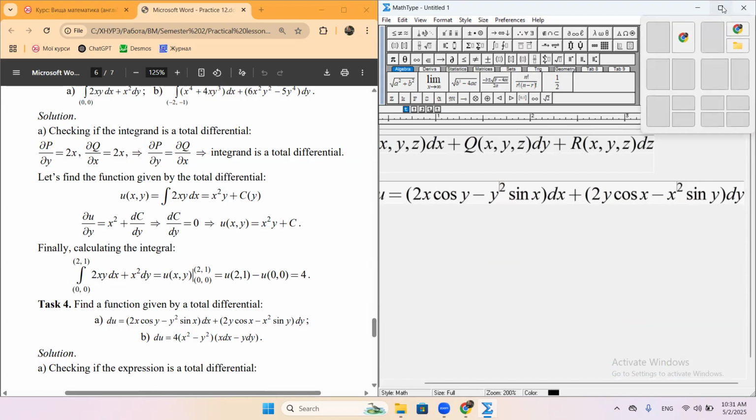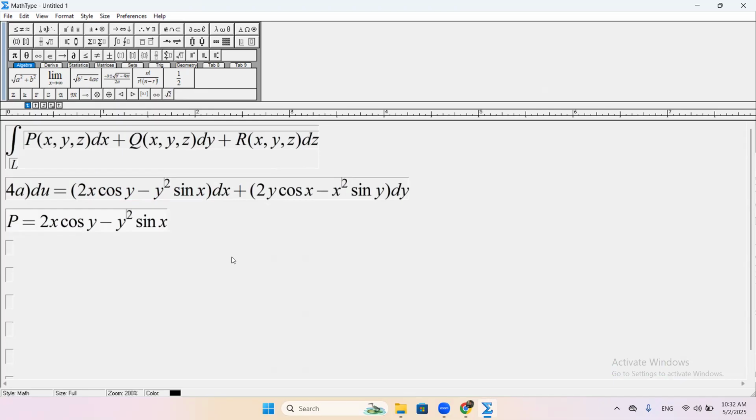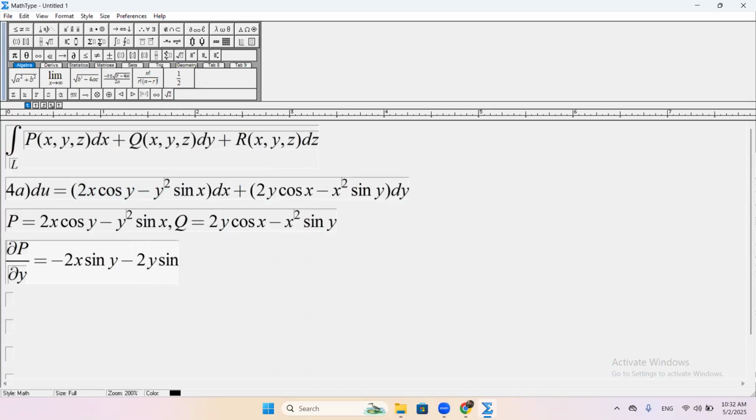Okay, it seems that everything is written down correctly. And now, first of all, let's verify that we have a total differential. So P equals 2x cosine of y minus y squared sine of x, and Q equals this expression. So differentiating P and Q. So dP by dy equals minus 2x sine of y minus 2y sine of x.